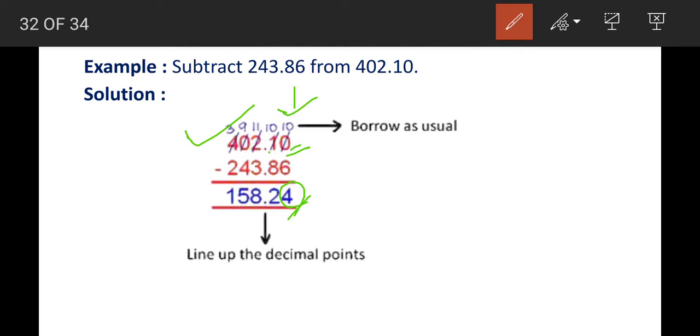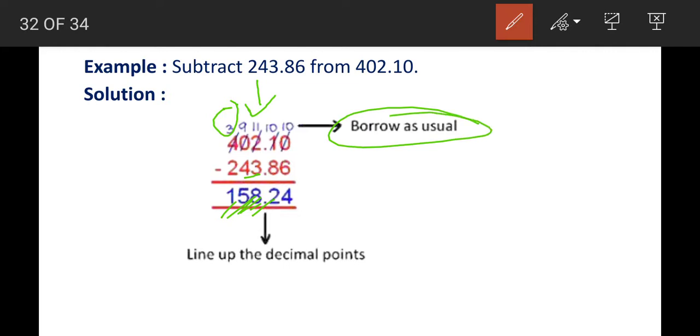0 minus 8, can't subtract, so borrow from its previous digit. So here it is 10. 10 minus 8 is 2. In the previous digit 1 is left, so again we have to borrow from its previous digit, so it becomes 11. 11 minus 3 is 8, and here 9 is left. 9 minus 4 is 5, and in the last place 3 is left. 3 minus 2 is 1. So by using the borrow concept, you can subtract decimals, two decimals or more than two decimals, by lining up the decimal points in a single column.